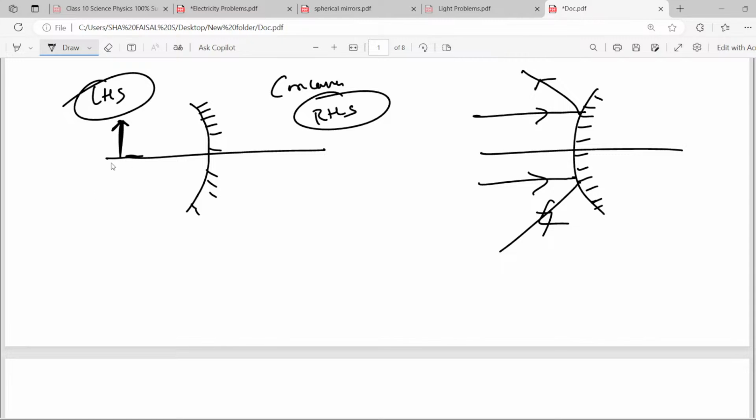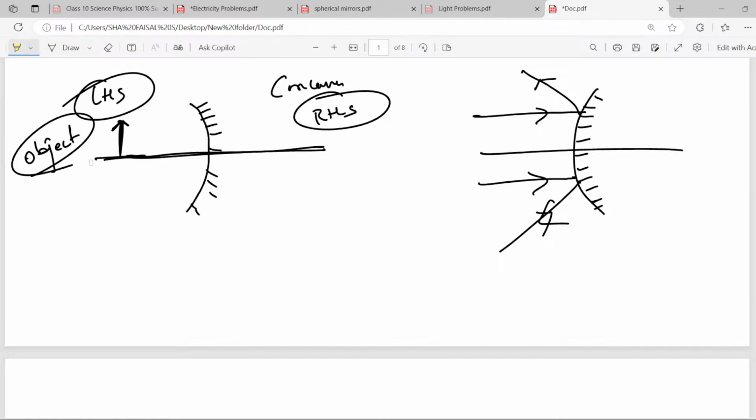Object का मतलब चाहे आप खड़े हैं या बिल्डिंग खड़ी है, कोई भी चीज को हम बोलते हैं ऑब्जेक्ट. Anything, any substance if it is standing, that is object. कभी भी ऑब्जेक्ट इस लाइन के ऊपर ही खड़ा होगा. Always object will stand above this line. In any case you take, either you take mirror or you take lens, always it stands on this line. This line is known as principal axis.